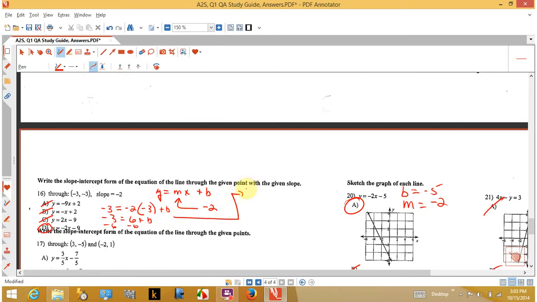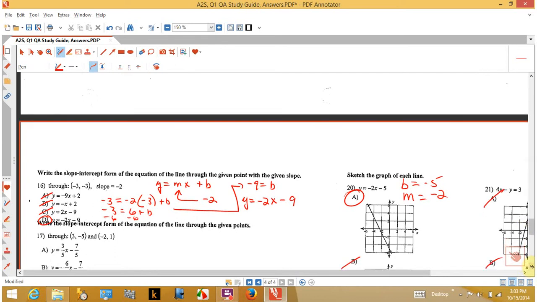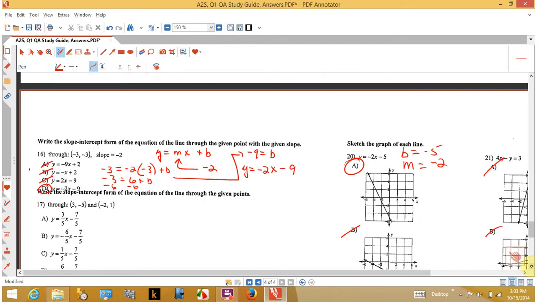I would get b is -9. So now I have enough to write my equation. y is equal to the slope, -2, times x, minus 9. And sure enough, that's also what D has. I just wanted to run through the procedure in case you had a problem where you couldn't identify it so easily from the slope. All right, let's do the next one.